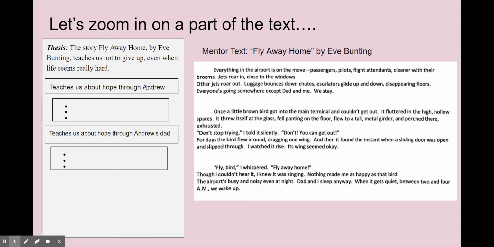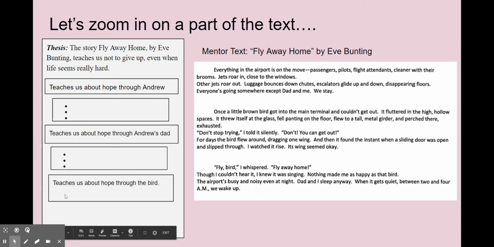And then not only do I have the two boxes, one about Andrew not giving up, the other about Andrew's dad not giving up, but I now also have a third box, where the story teaches us about hope through the actions of the bird. The bird doesn't give up. So when I was close reading this story, this one part about the bird seemed interesting and odd, that the author would put a bird in a story. This gave me a whole other group of evidence that I can use as boxes and bullets.